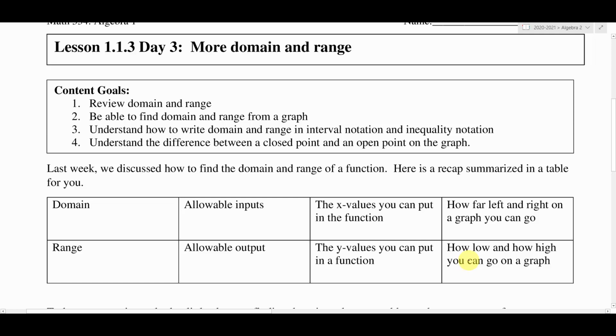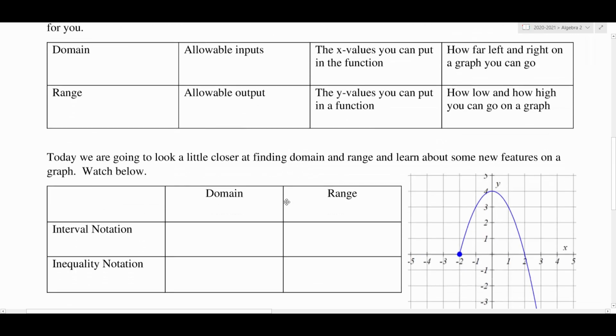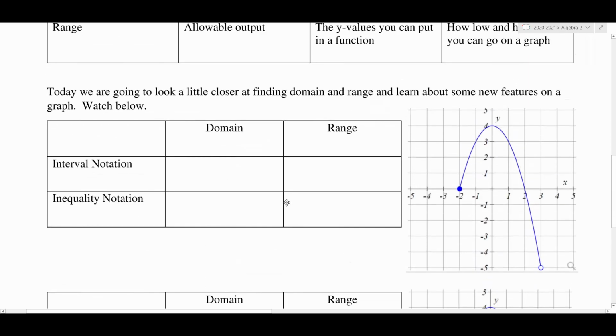All right. So be careful when you look at a graph, because sometimes they don't draw in arrows, and we have to make assumptions about whether or not the graph continues on or does not continue on. All right, so that's a quick recap of domain and range from what we learned last week. So let's take a look at a graph and see if we can write some domain and ranges.